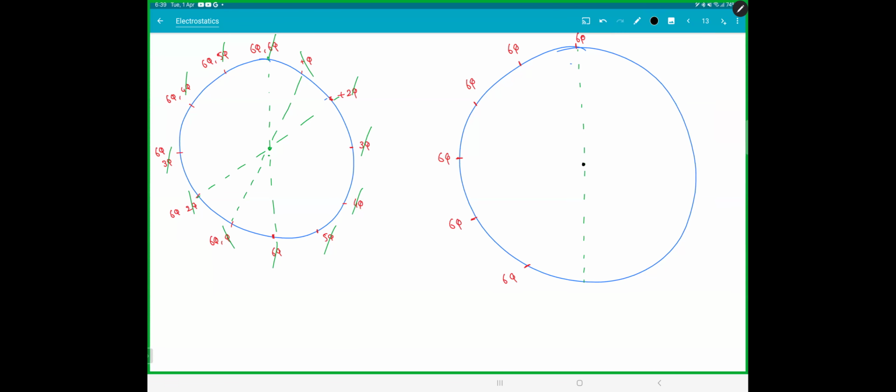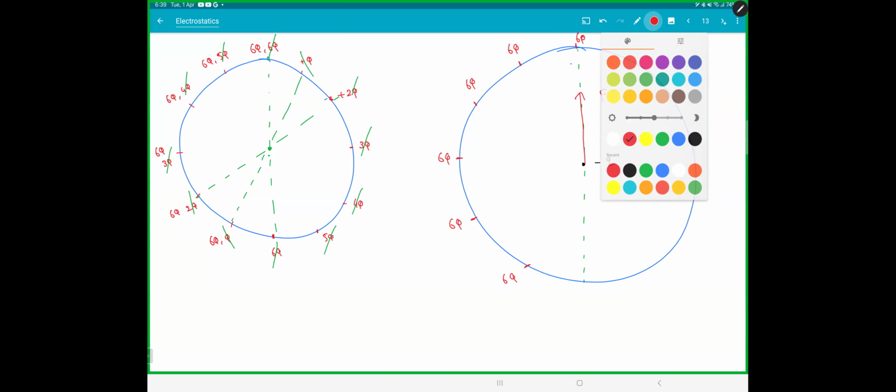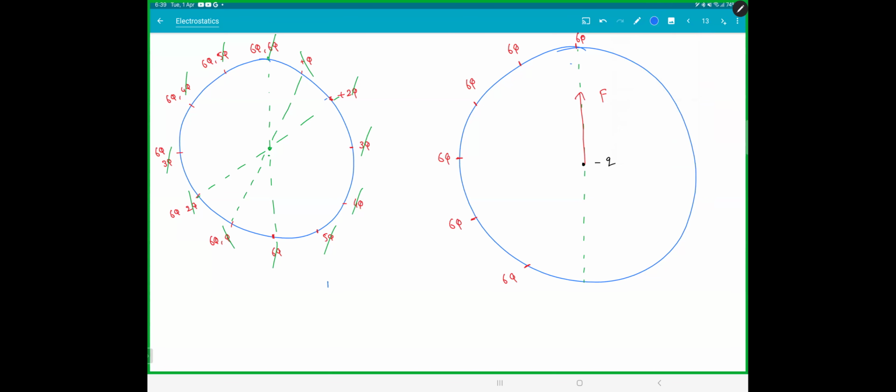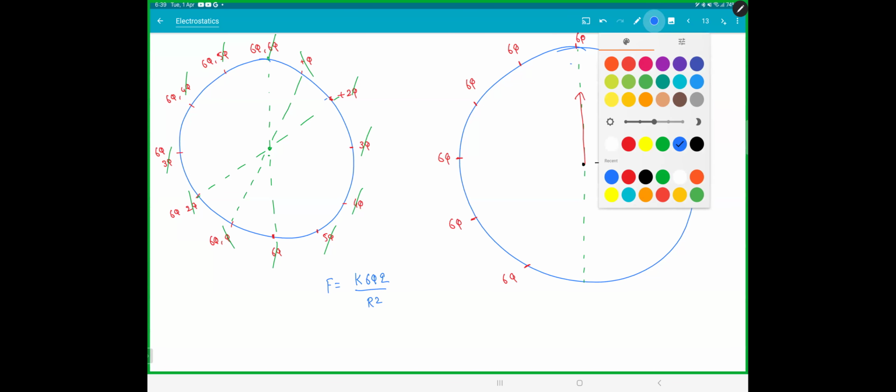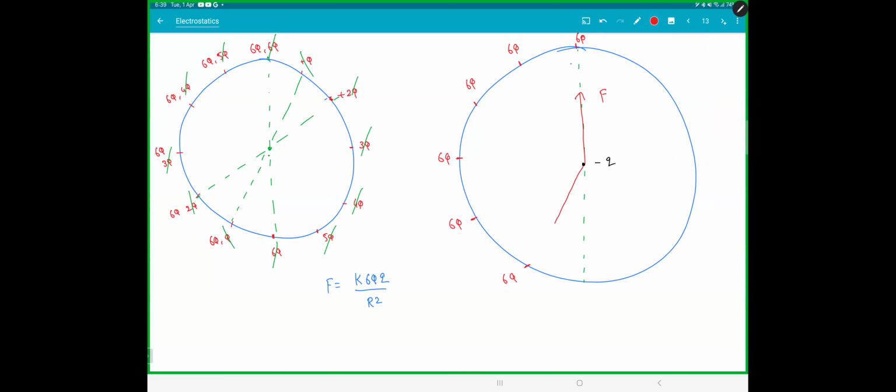So here we have a minus q charge. Now look at the symmetry there. This 6q will attract up. So let the force be F. And I know the value of force F. F is nothing but k 6q small q by r square. I'm ignoring the minus sign. It means attraction. So that is force F and this is force F.